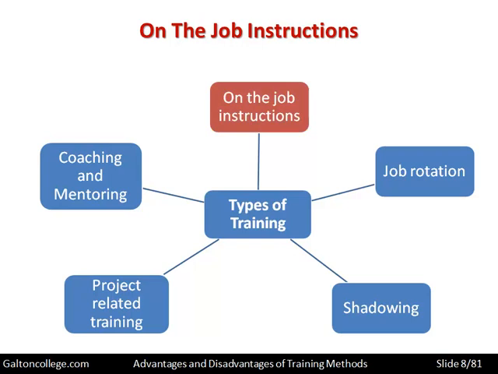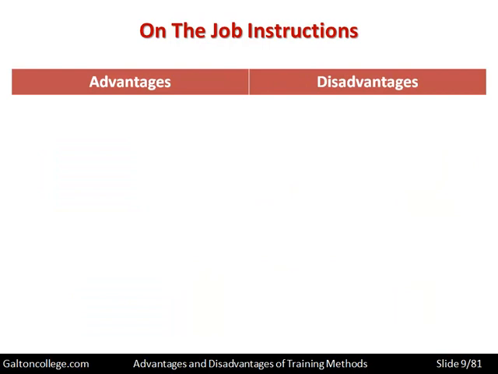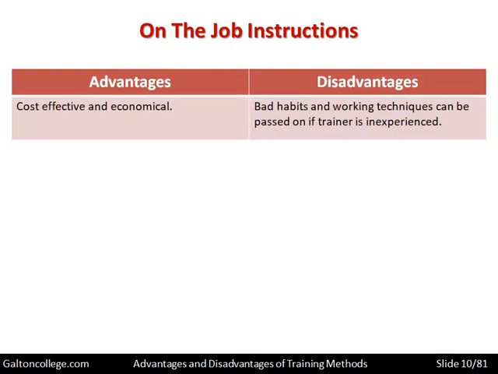Now we're going to start by looking at on-the-job instructions, and then we'll move on later to job rotation, shadowing and so on. So let's start with on-the-job instructions. Now let's look at the advantages and disadvantages of each point here. First of all, on-the-job instructions is cost-effective and economical. It is efficient.